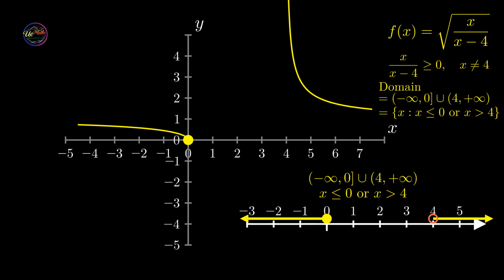When x equals 0, the numerator is 0, so the expression equals 0. This is allowed. When x is greater than 4, both x and x minus 4 are positive, so their quotient is positive. The expression is defined here. Therefore the domain is the closed interval from negative infinity to 0, union the open interval from 4 to positive infinity. Domain equals the set of x such that x is less than or equal to 0, or x is strictly greater than 4.